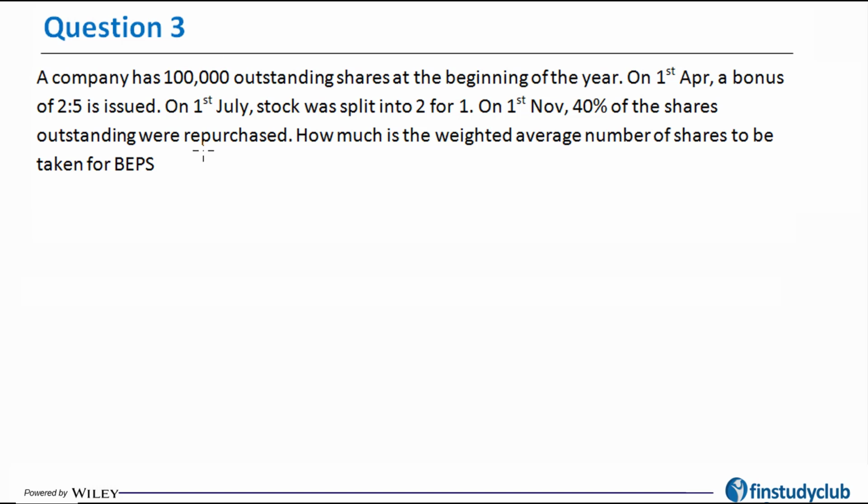Moving on to a third and a very important question I have for you is on the earning per share. A company has 100,000 outstanding shares at the beginning of the year. On 1st April, a bonus of 2:5 is issued. On 1st July, stock was split into 2-for-1. And on 1st November, 40% of the shares were repurchased.